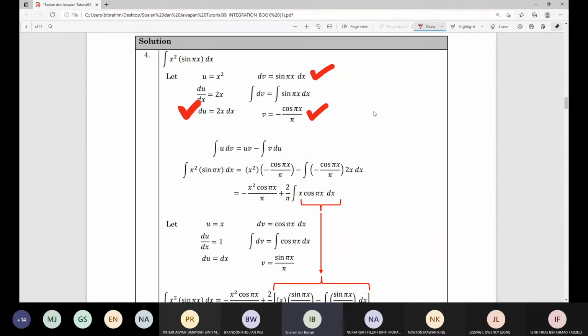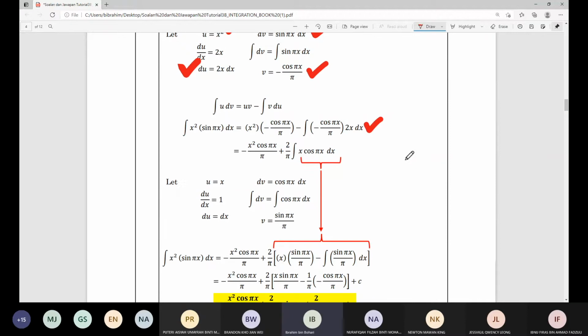So uv equals x squared times negative cos πx over π, minus the integral of negative cos πx over π times 2x dx. This formula you just use. So u equals x squared and dv equals sin πx. Don't mix up your u and dv. And the constant, 2 over π, you move out: 2 over π times the integral of x cos πx, and here integration by parts again.